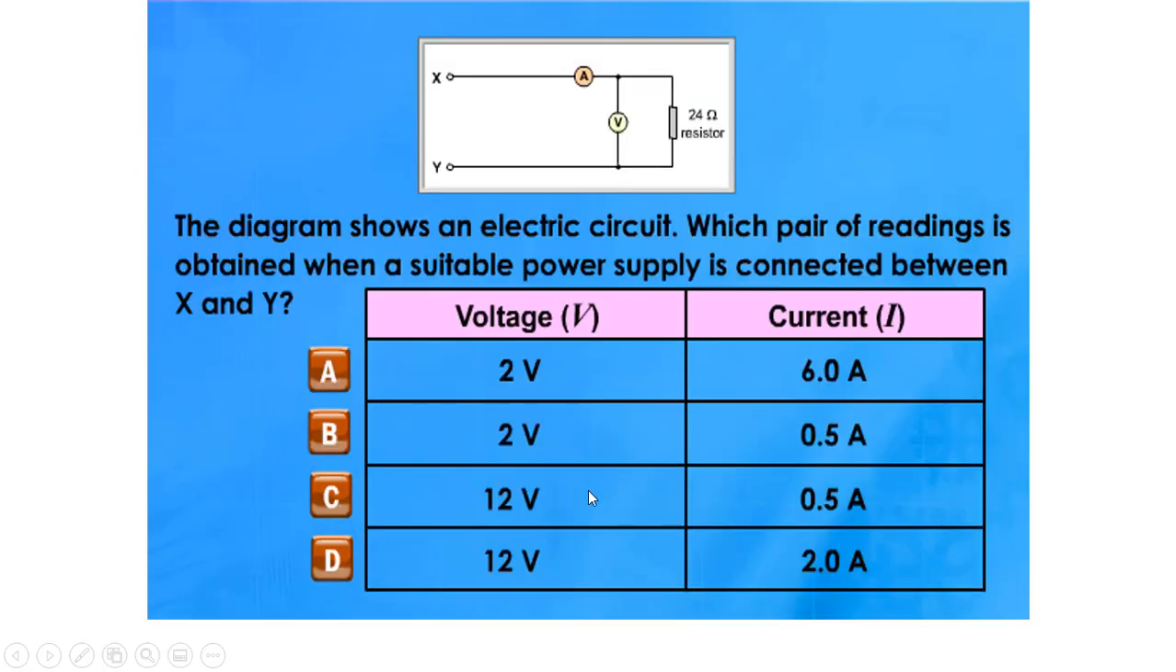Another question. Which pair of readings is obtained when a suitable power supply is connected between X and Y? So this X and Y is 24 ohm. We want to find which one has the correct ratio. So V over I, right? 12 divided by 0.5, we get 24 ohm. So I think the answer should be C.